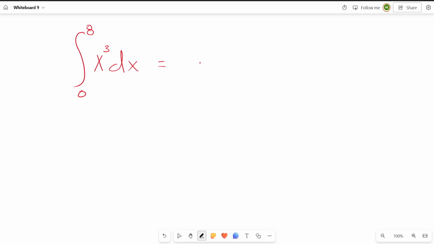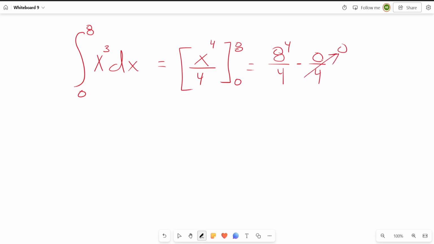So to do this, we can integrate normally, so it's going to be x to the power 4 over 4, and we will evaluate from 0 to 8. So this is going to equal, substituting my upper bound, which is 8 first, 8 to the power 4 over 4, and then subtracting when I substitute my lower bound, which is 0 to the power 4 over 4, so this whole term is 0. So this is going to give me an answer of 8 to the power 4 over 4, which equals 1024. And this is basically the area under the graph from 0 to 8.